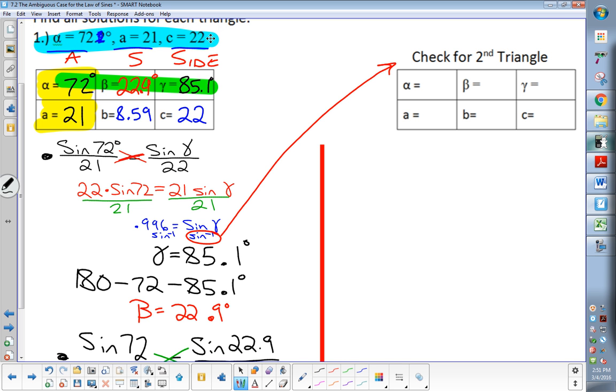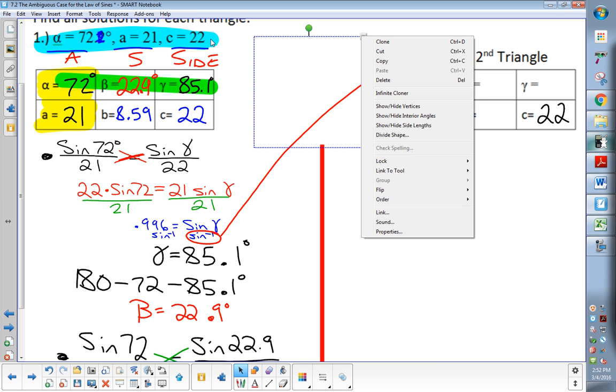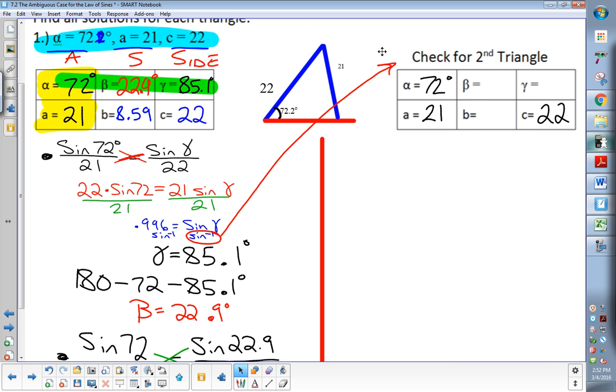These three things are still going to be true on my second triangle. So alpha is going to be 72 degrees. A is going to be 21. And C is going to be 22. All right, but this is what we did in bell work. Okay, that triangle could look like this. It could make a triangle that looks like this. But what could also happen is this leg could swing under and make another triangle. So it could go here, and it could swing across and make another one. So we need to check to see if it works. So here's how we do that.